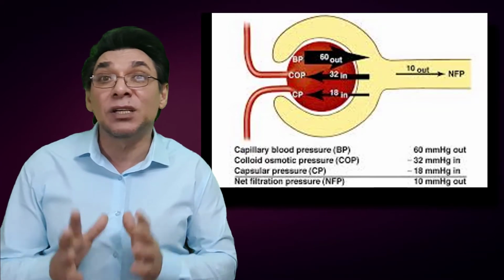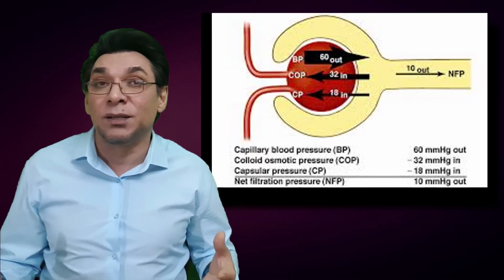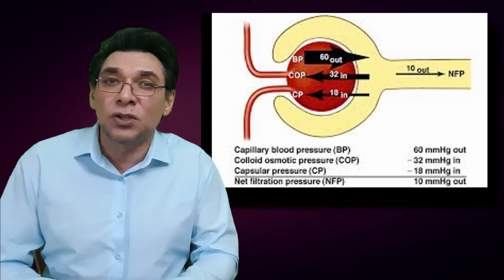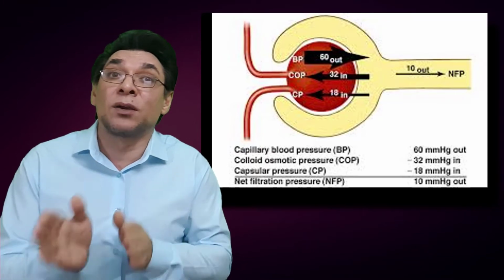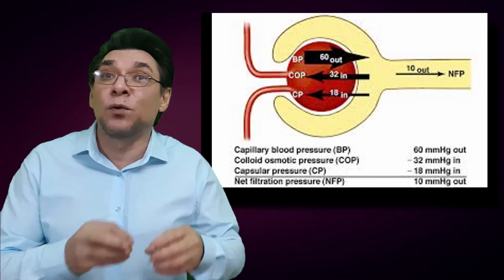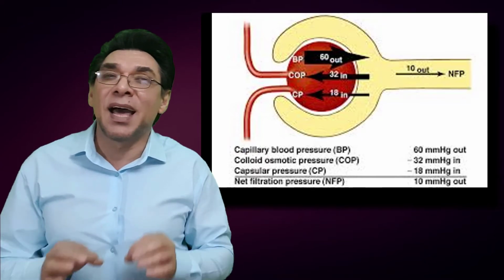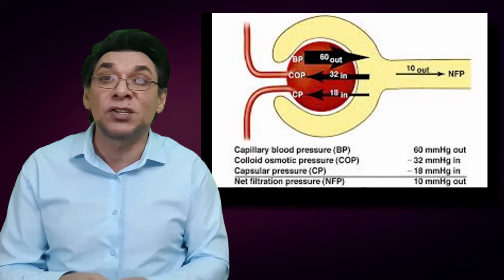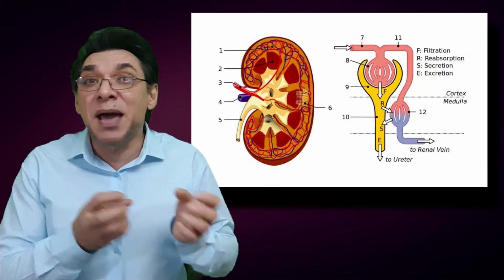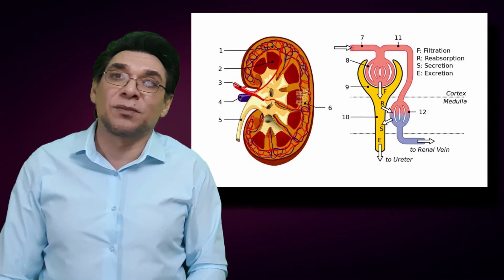The filtration pressure is also influenced by the concentration of proteins in the blood. An increase in blood protein concentration encourages the movement of water by osmosis back into the glomerular capillaries and therefore reduces the overall filtration pressure. On the other hand, a decrease in blood protein concentration inhibits the movement of water by osmosis back into the glomerular capillaries, which increases the overall filtration pressure.